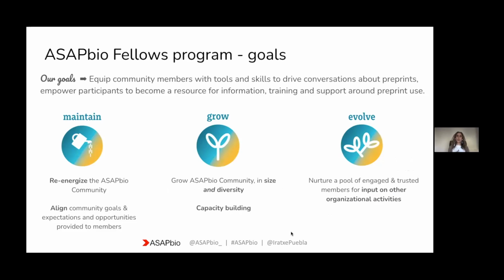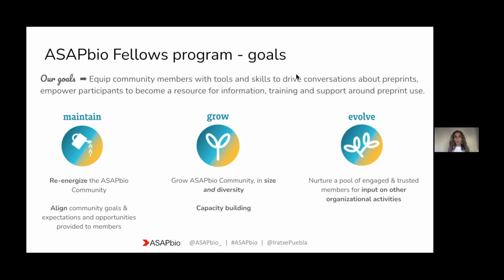We started the Fellows program last year, and the overarching goal for the program is to equip our community members with information and skills to drive conversations about preprints. So the idea is that we hopefully help them become a go-to person themselves for others in their communities, so they can provide information, resources, and help to anyone interested in learning more about preprints, preprinting their work, etc.